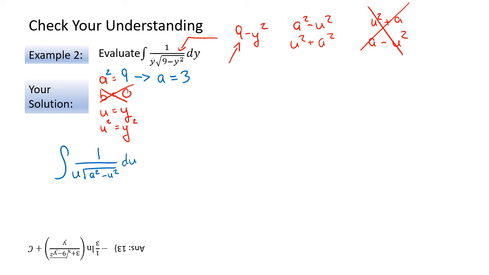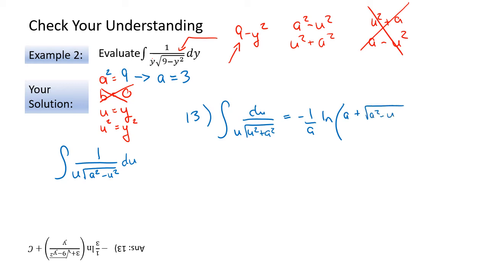Okay, looking at it, formula number 13. So 13 is listed as the integral of du divided by u times the square root of u squared plus a squared. And if we do that, that's equal to negative 1 over a times the ln of a plus the square root of a squared minus u squared divided by u.